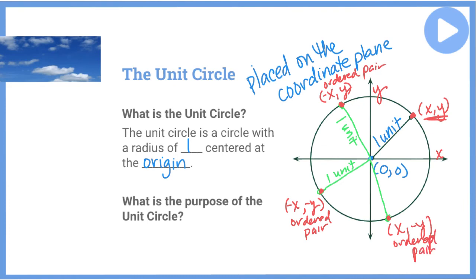So the purpose of the unit circle is to use as a reference tool. It's similar to how we would use a ruler or a protractor as a reference tool. Once we find all of the measurements in the unit circle, we can use all of those measurements to reference different angles and different ordered pairs that are all related to the unit circle. And we can use them to find other measurements later. So right now we're just learning what the unit circle is so that we can use it later as that reference tool.